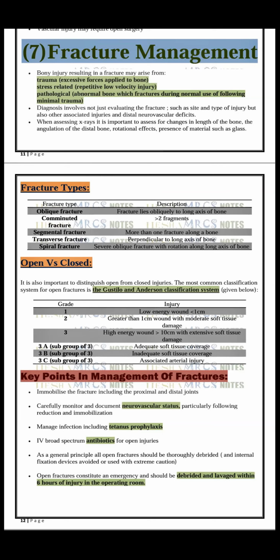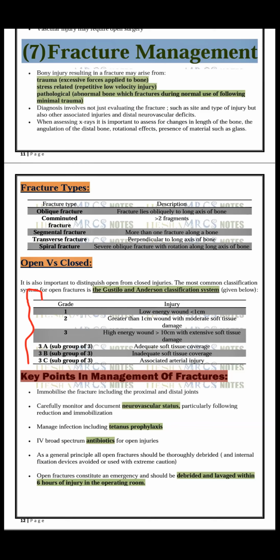For classification of open fracture, you have the Gustilo-Anderson classification. Keep this name. Gustilo-Anderson classification is very important. You have 3 grades, and grade 3 is divided into 3 subgrades. First grade is an injury less than 1 centimeter. Second one, from 1 to 10 centimeters. Third one will be divided into A, B, C.